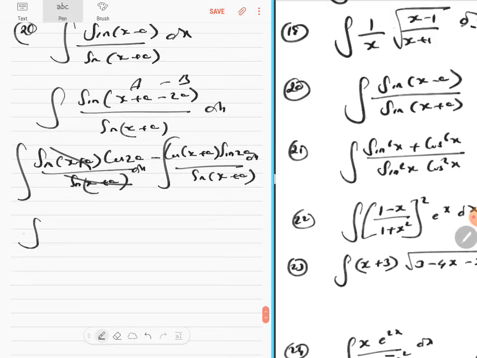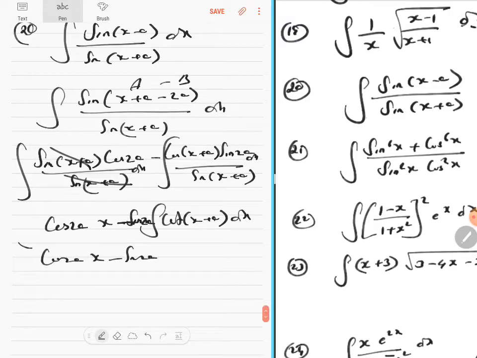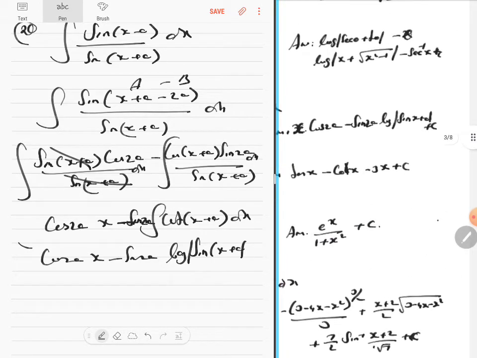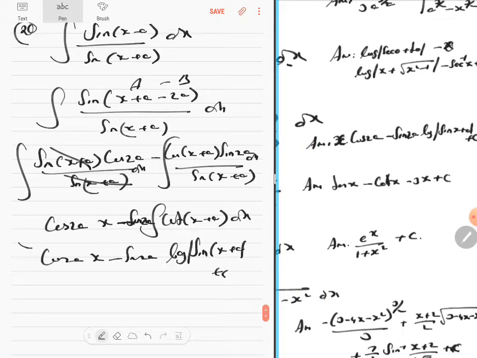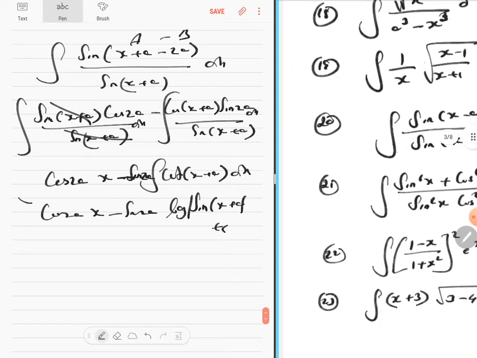So integration of cos 2a is constant, cos 2a into integration of 1 dx, which is just x, minus sin 2a into integration of cot of x plus a, where sin 2a is common because it's constant. So cos 2a into x minus sin 2a into integration of cot, which is log of mod of sine of x plus a, plus c. Is that the answer I've written here? Yeah, that's the answer I've written. Can you see x cos 2a minus sin 2a? So that completes till the 20th question.